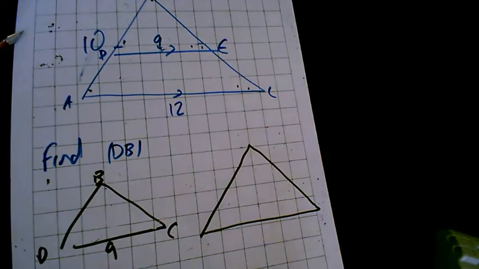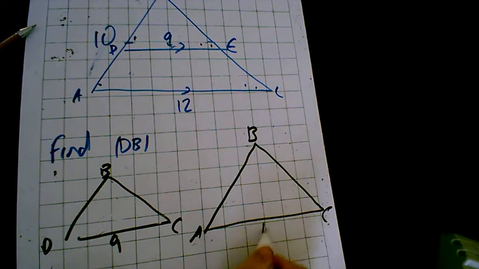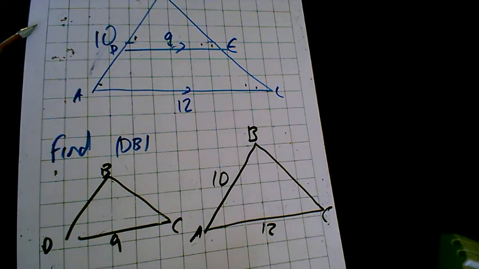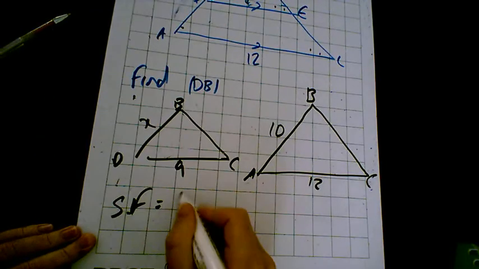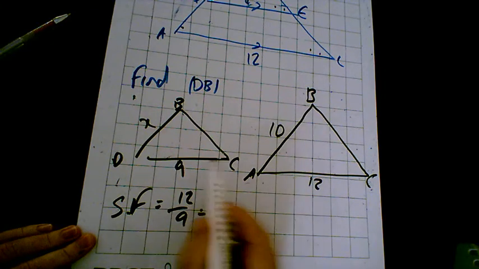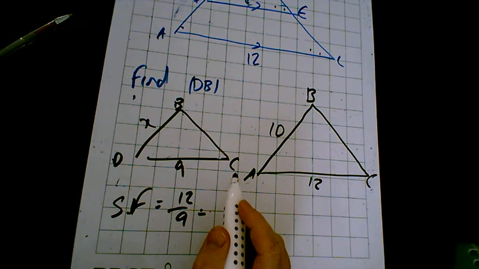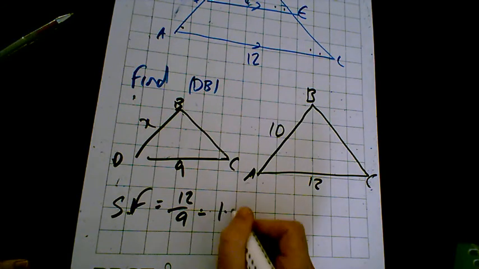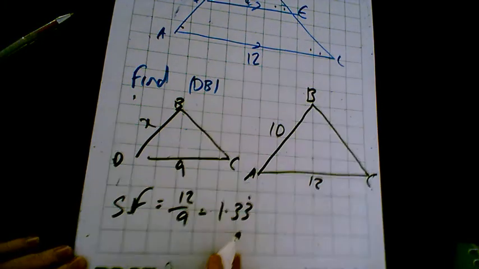And the bigger triangle is ABC, and we know that the bottom of the bigger triangle is 12 and this side of the triangle is 10, and we're looking for DB, we're looking again for the smaller one. So I find the relationship between two corresponding sides of the ratio, and I call it the scale factor, which is 12 divided by 9, and 12 divided by 9 is equal to 1.333. Now be careful, it's continued, so don't just multiply by 1.3 or divide by 1.3, it's 1.333.